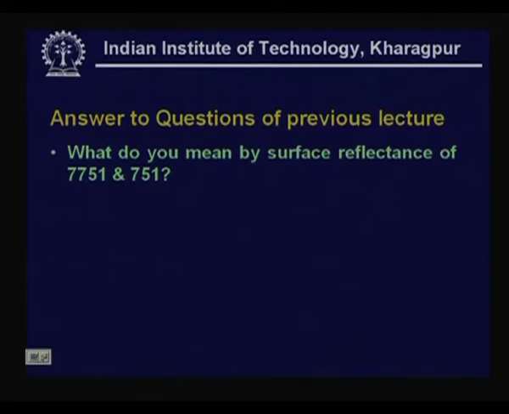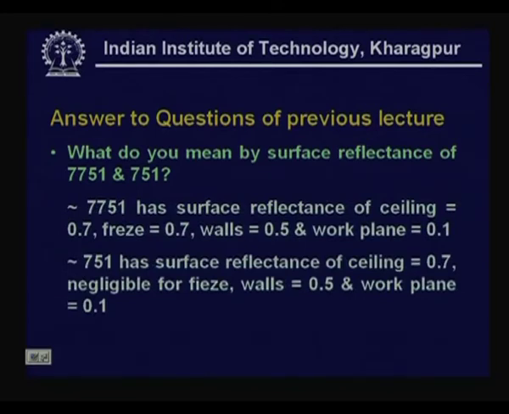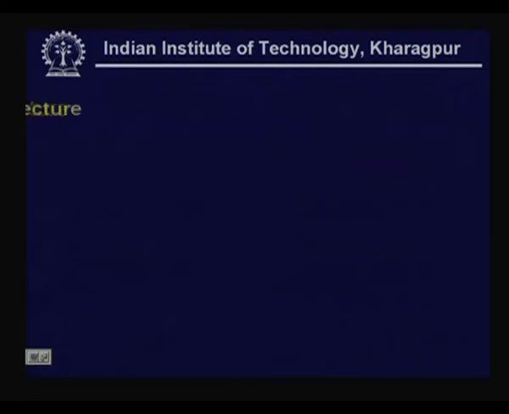What do you mean by surface reflectance of 7751 and 751? 7751 means surface reflectance of ceiling is 0.7, frieze is 0.7, walls 0.5 and work plane is 0.1. In fact, frieze is the wall surface over the plane of mounting of the lamp, whereas when they are recessed in the ceiling, 751 is what it means: 0.7 for ceiling, there is no frieze, walls 0.5 and work plane is 0.1. Work plane or the floor always has very low reflectance.